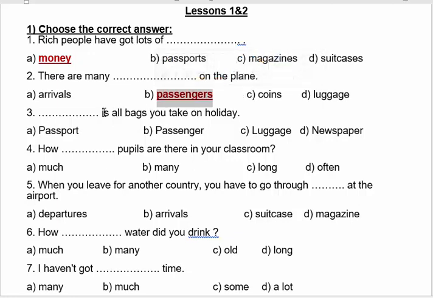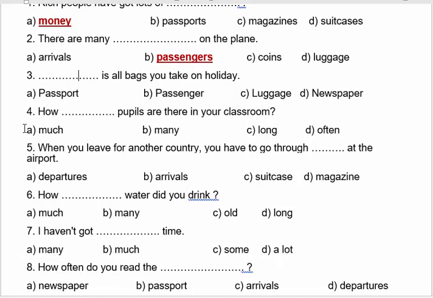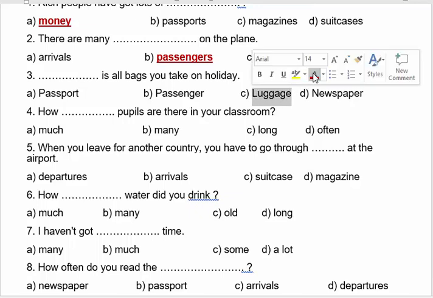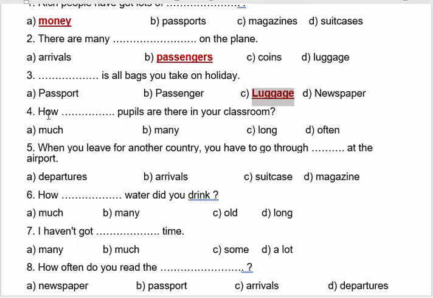Number 3. What is all the bags you take on holiday? Passport, passenger, luggage, newspaper. It's something you take with you when you travel from one place to another. So it will be, yes, luggage. Luggage is all the bags you take on holiday. Number 4, how many pupils are there in your classroom?